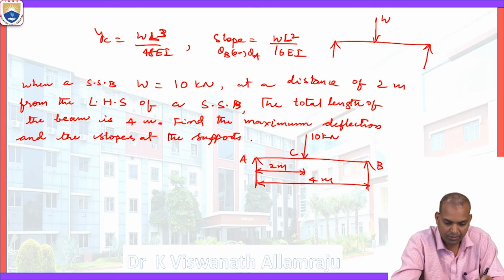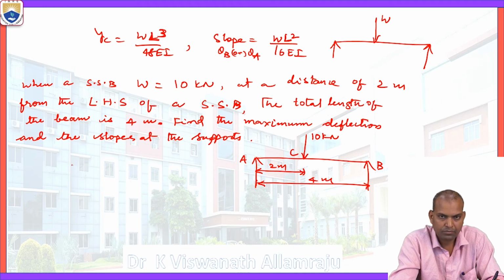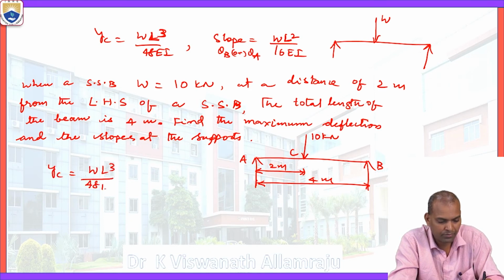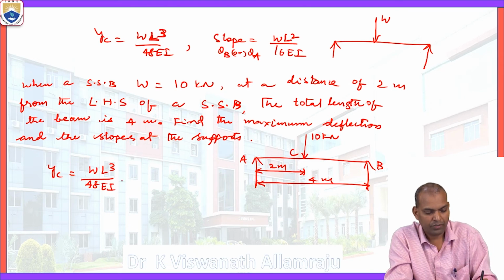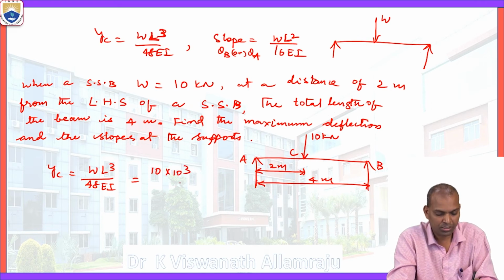We consider the second problem, but here the maximum deflection takes place at the center. That is the formula yC equal to WL cube by 48 times EI. What is W here? The load, which is 10 kilonewtons, that is 10 into 1000, 10,000 newtons. L is 4 meters, 4 cube by 48 times EI.